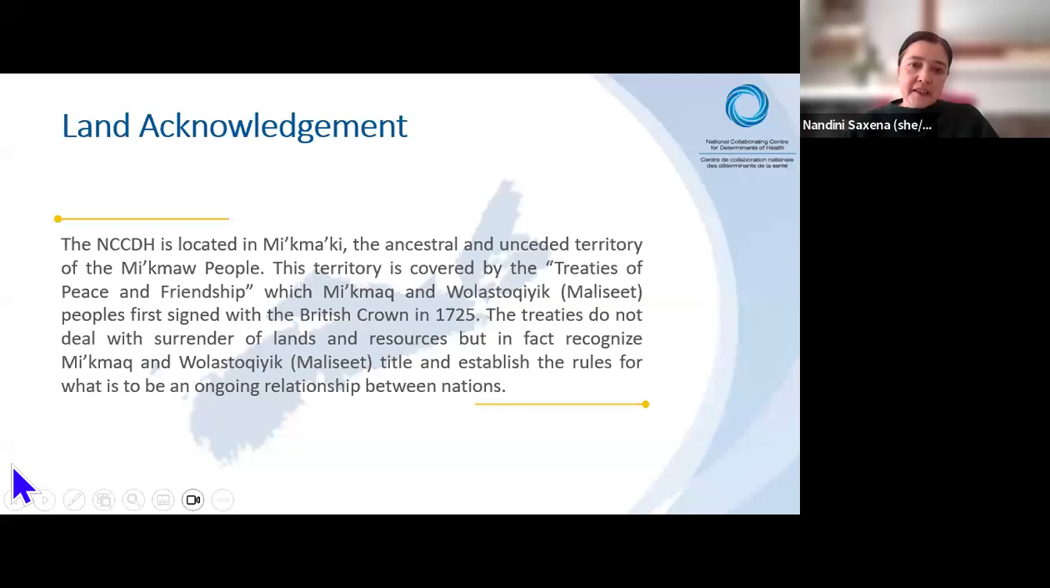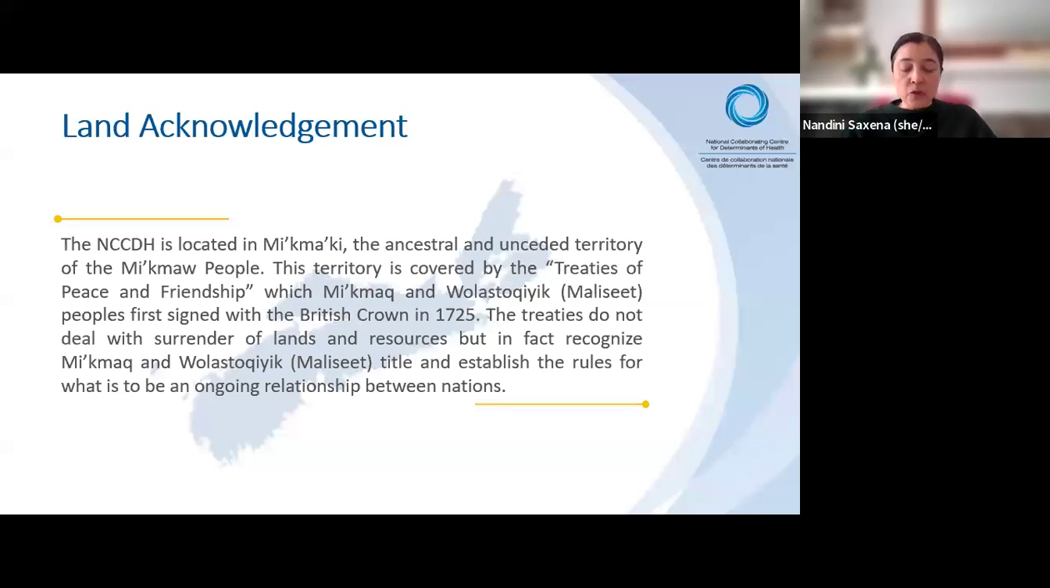Before we get started, I'd like to share a land acknowledgement. What you see up on the slide is NCCDH's land acknowledgement. The key elements of this acknowledgement are that the 1725 treaties of peace and friendship between Mi'kmaq and Wolastoqiyik peoples and the British Crown do not deal with the surrender of lands and resources, but instead recognize Mi'kmaq and Wolastoqiyik title and created rules for what was intended to be an ongoing relationship between nations.